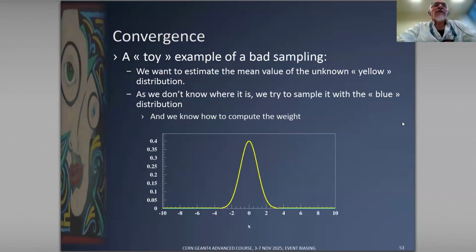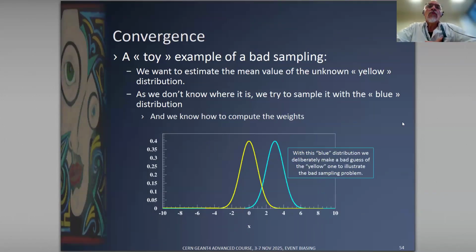So just to illustrate the issue with the convergence. When you are doing biasing, you are typically trying to estimate a mean value or something of a distribution you don't know. Assume that this distribution we don't know is the yellow one. When you are doing biasing, you will try to sample this distribution with another distribution, which is the blue one in this case. I deliberately chose a very bad sampling, that is, we don't know where the yellow is, and we try with the blue one to reconstruct it.